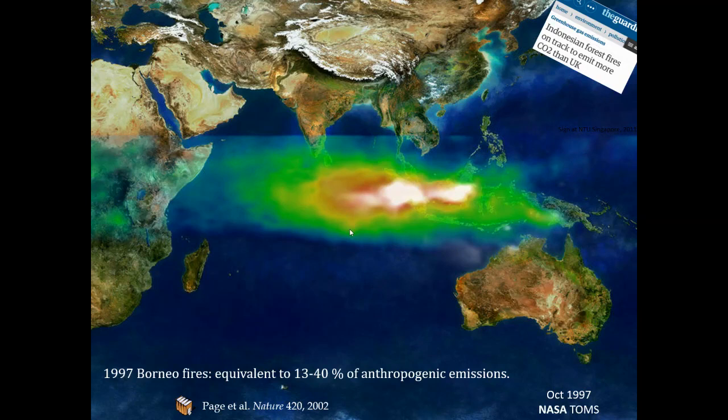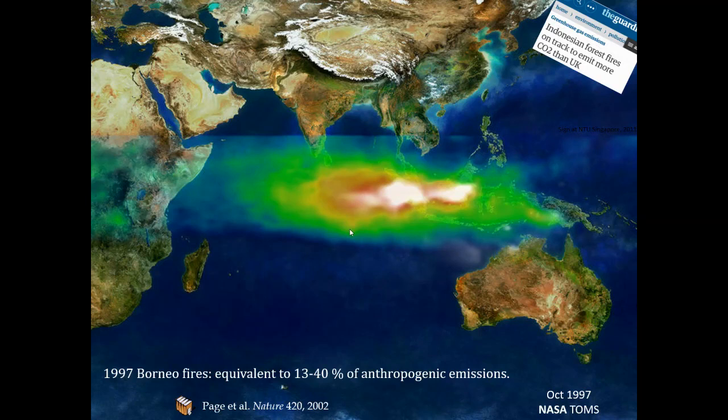It actually reached Africa, it reached Australia, and it reached Asia, and in particular continental Asia, India, and China. These fires were absolutely enormous. The data was collected in 1997, but it was not analyzed until the year 2002. When it was analyzed, the scientists discovered that the fires of this year accounted for about 13 to 40% equivalent of the carbon emissions by humanity.